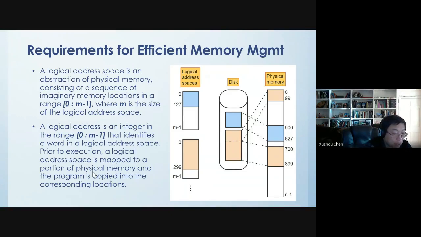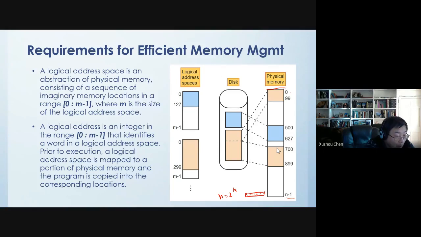Physical memory is here. You have memory addresses from 0 all the way to n minus 1. That's the physical memory space. And for the memory size you may use n equals 2 to the k, so that means you use k bits to represent a memory address.